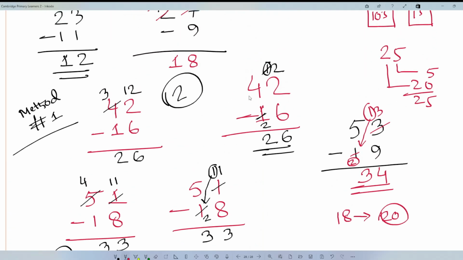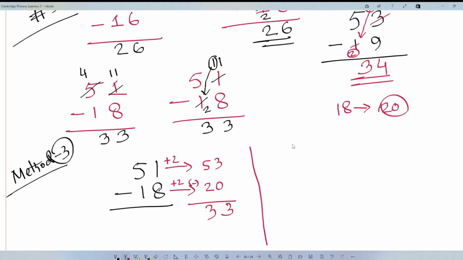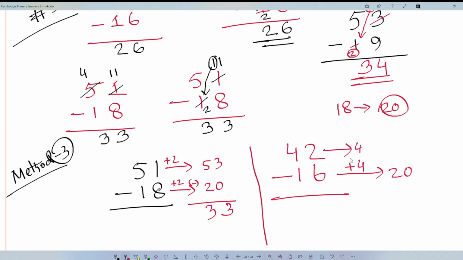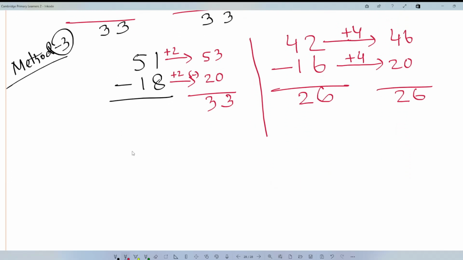Suppose here is 42 minus 16. So this 6 become 20 plus 4. 42 also plus 4, right? So 42 plus 4 is a 46. So 6 minus 0 is a 6. 4 minus 2 is a 2. So it means what? 26. Let's practice another one.